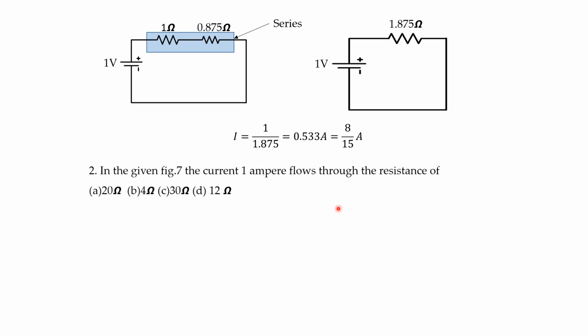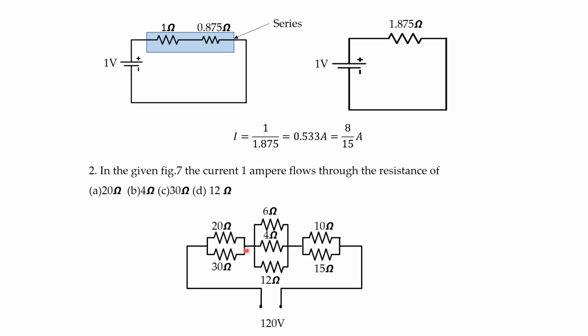Now the second question is in figure 7. The current 1 ampere flows through the resistance of, these are the options: 20 ohms, 4 ohms, 30 ohms and 12 ohms. So we have to find out through which value of resistor 1 ampere current is flowing for the circuit shown in the figure. Here again, this is also a series-parallel combination of resistors.